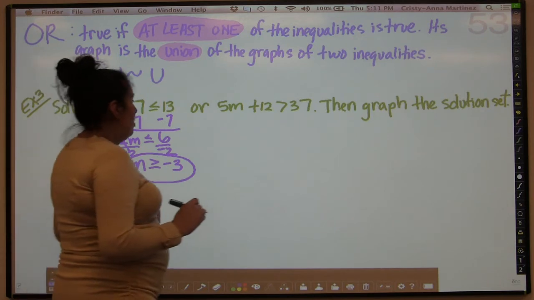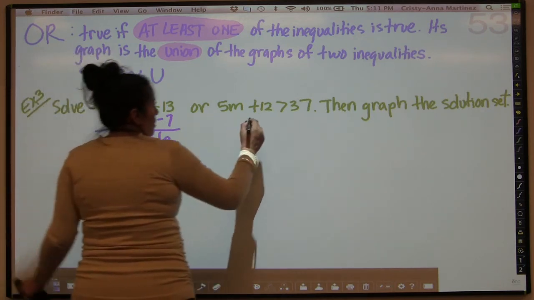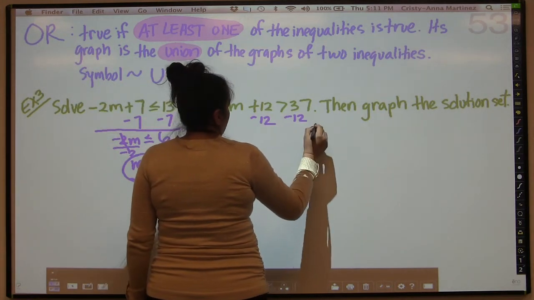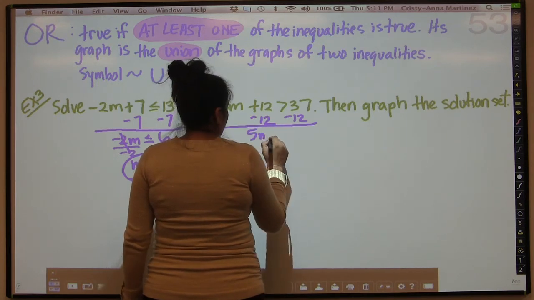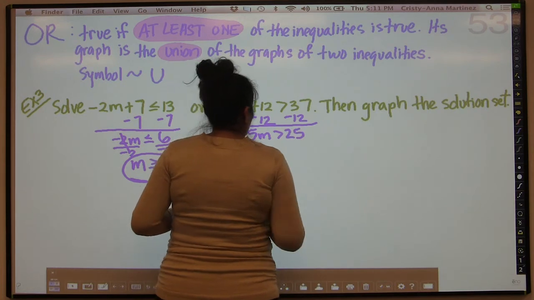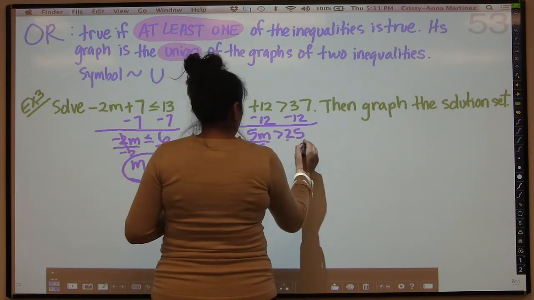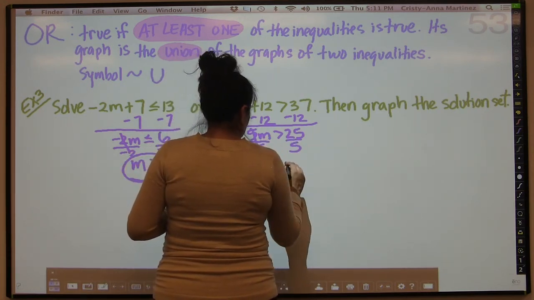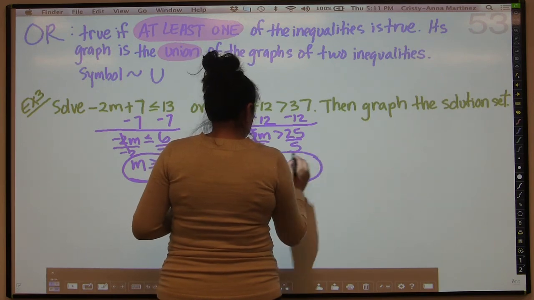And then over here, I'm going to subtract 12 and get 5m greater than 25, divide by 5, and m is greater than 5. Okay?